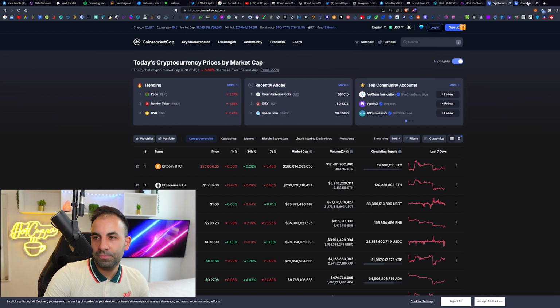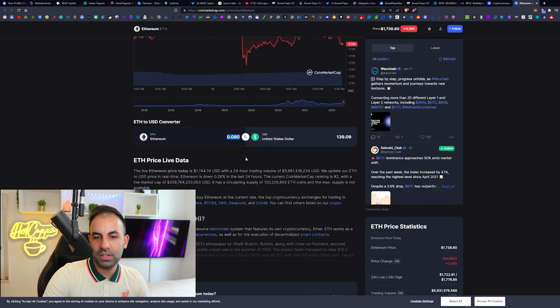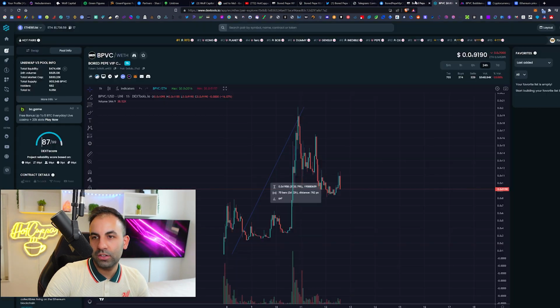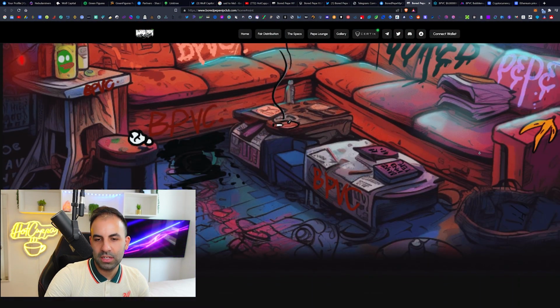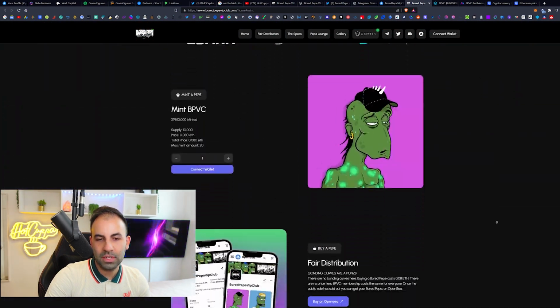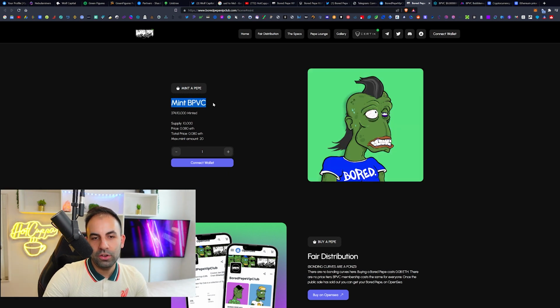So if you go to CoinMarketCap and you type in this amount of ETH, you can see currently it is $139 to go over here and mint your own Bored Ape VIP, which is on their website, which is supposed to be here. I thought it was down here. There we go. We can see it. This is where you can mint your own.